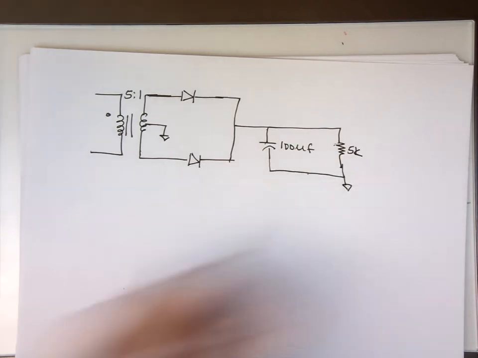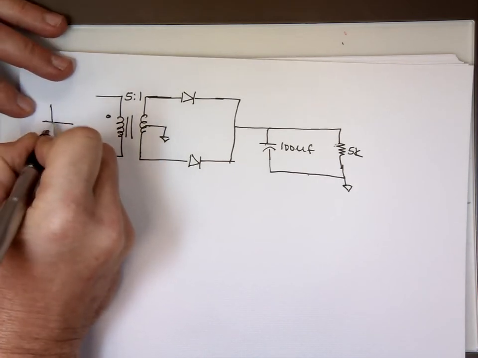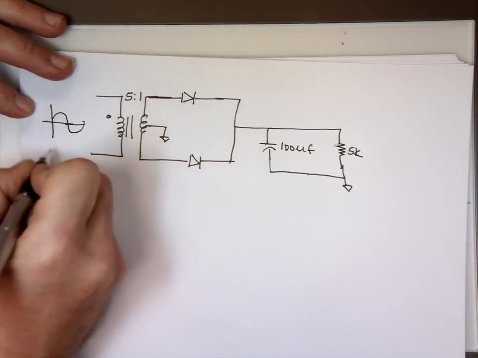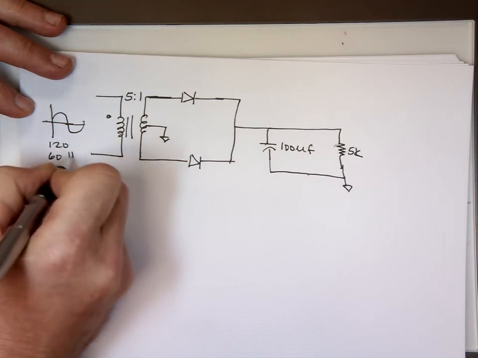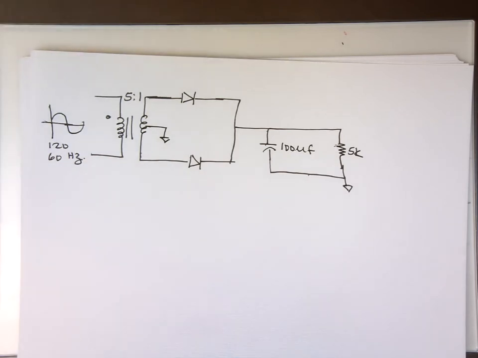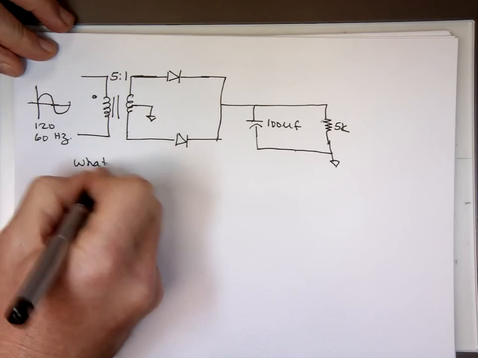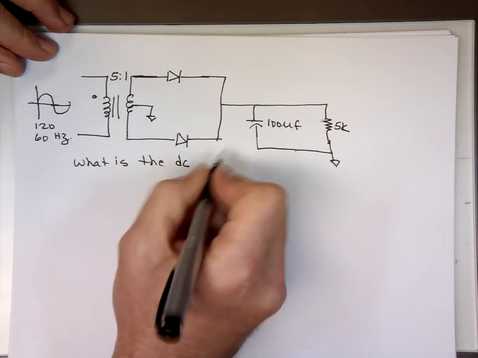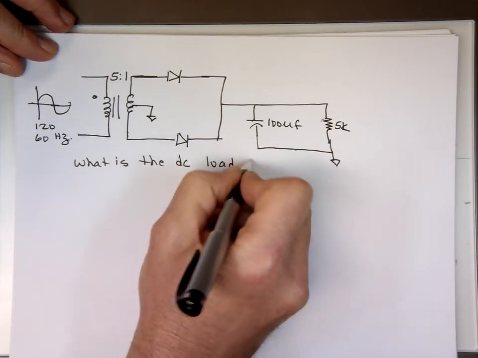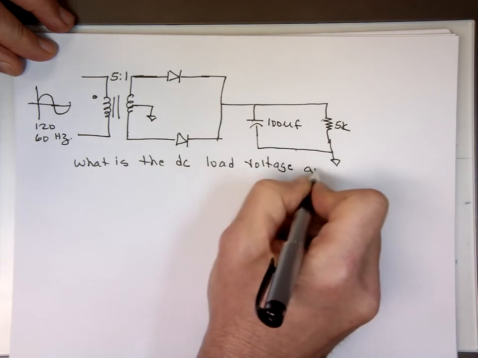And let's put a sine wave here, same sine wave we had before. We'll use 120 volts peak value and 60 hertz. And the same exact question: what is the DC load voltage and the ripple voltage, VR?